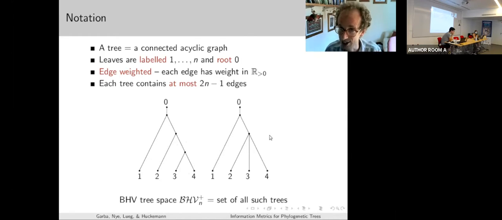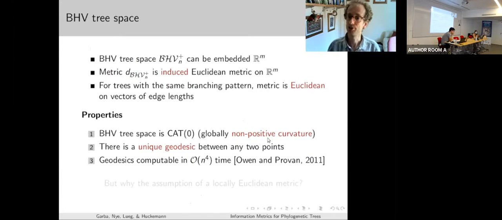Now that's the space as a set. What Billera, Holmes and Vogtmann did was they showed how to embed this space in a high-dimensional Euclidean space, and they obtained a metric on the space of trees which is induced by the Euclidean metric on R^n. Now what this boils down to is that if you have two trees with the same branching pattern, the way you compute the metric is just to write down a vector of edge lengths for these two trees, and you just compute the usual L2 or Euclidean metric between these two vectors.